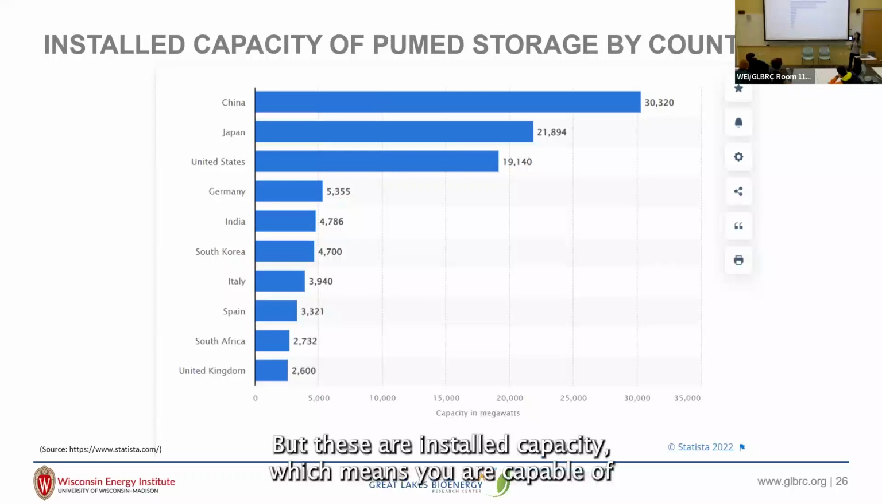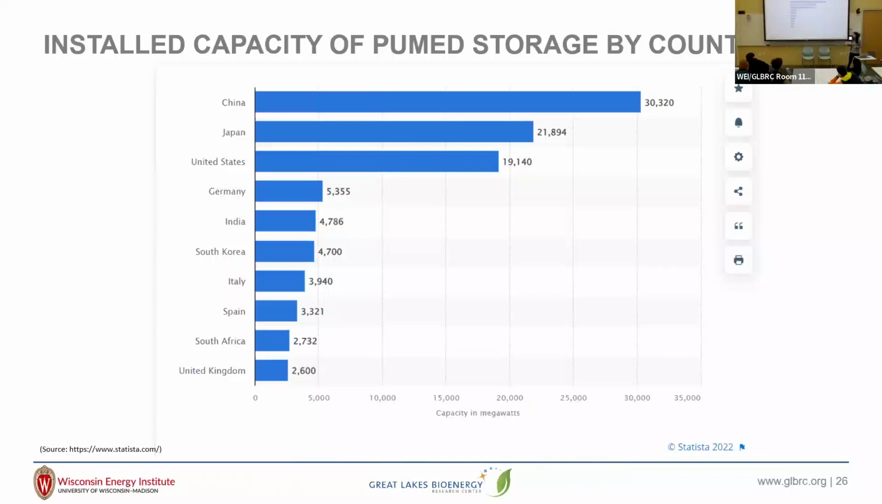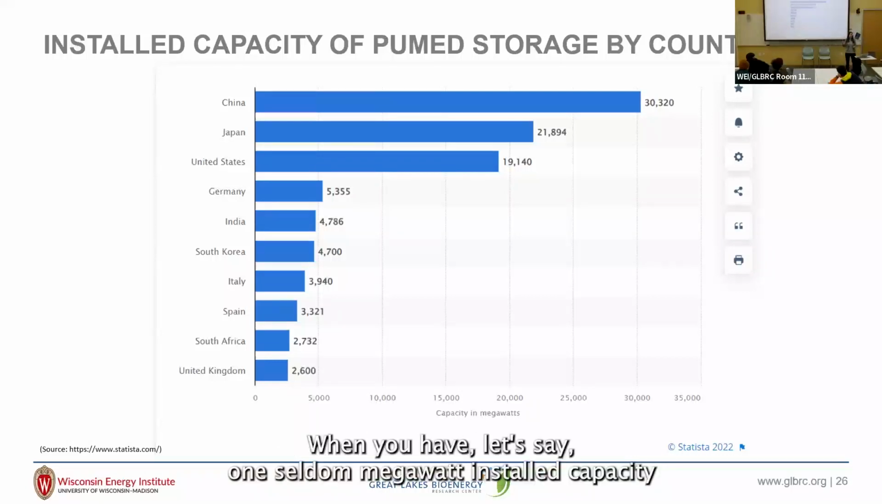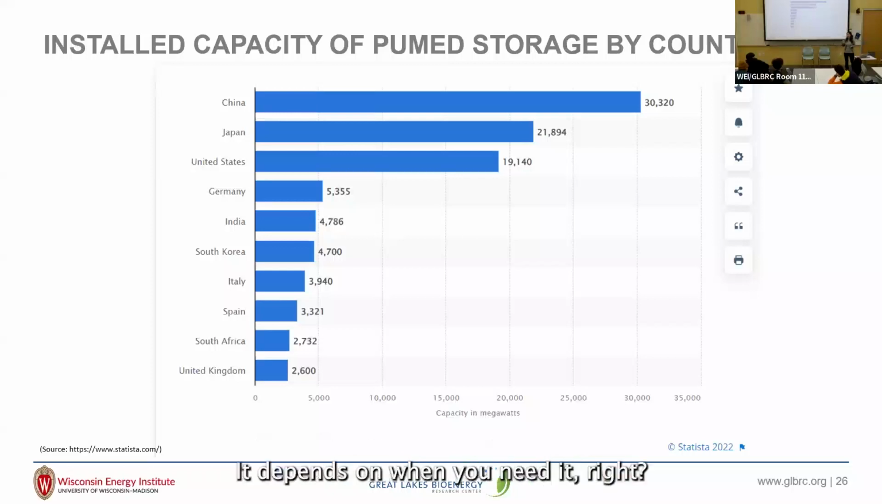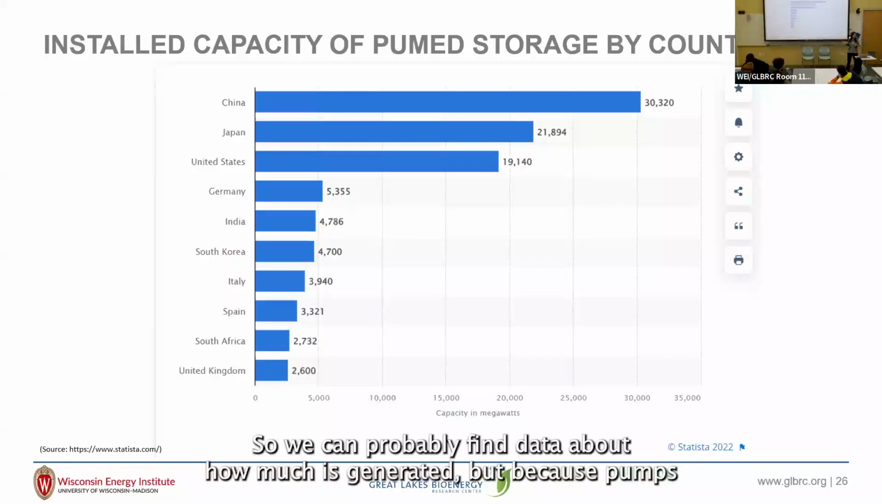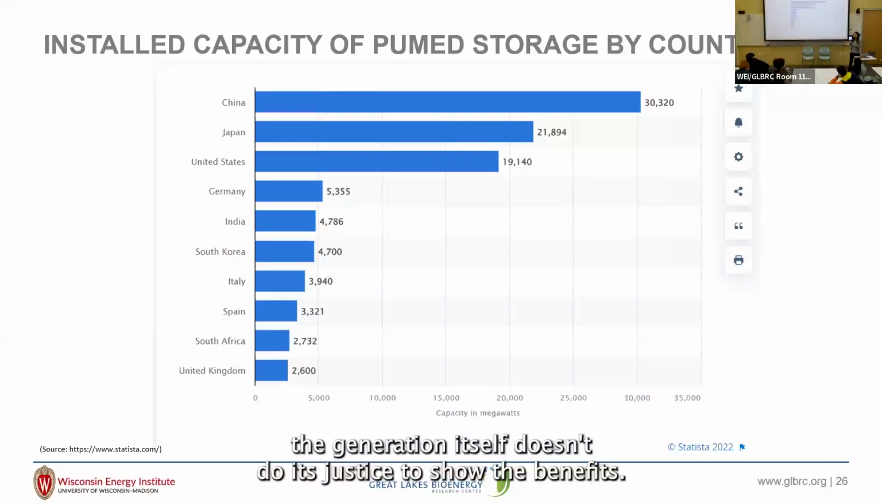But these are installed capacity, which means you are capable of generating up to this amount. And especially for pump storage, when you have, let's say, 1,000 megawatt installed capacity, it doesn't mean you are always going to generate to that full capacity. It depends on the demand. It depends on when you need it, right? So we can probably find data about how much is generated, but because pump storage has complex benefits beyond generation, the generation itself doesn't do it justice to show the benefits.